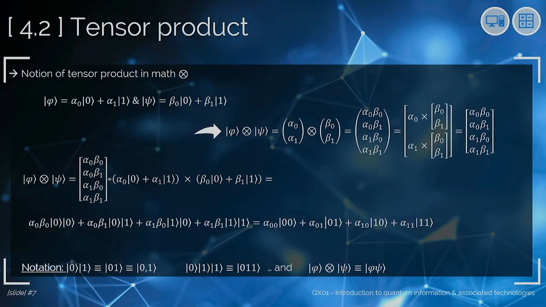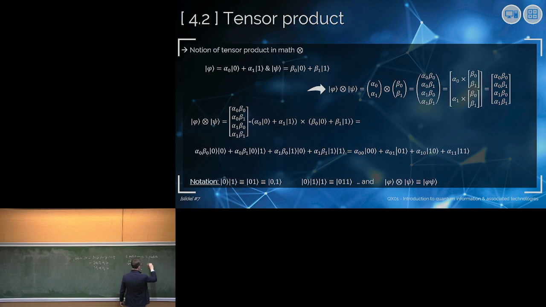So what we saw is that going from 1 qubit, we have a 2D vector, to 2 qubits, we have a 4D vector. So mathematically, we need an operator, an operation that allows us to go from a 2-dimensional space to a 4-dimensional space, or 8-dimensional space, and so on and so forth.